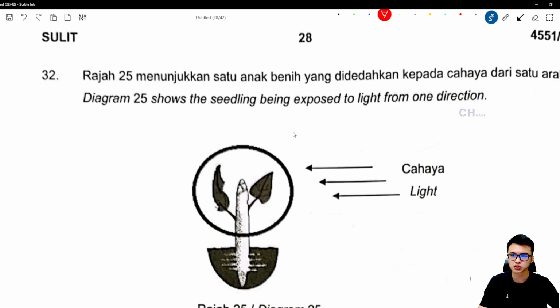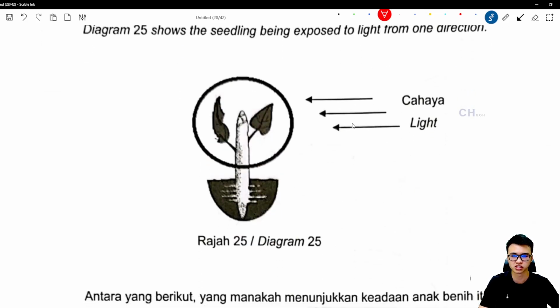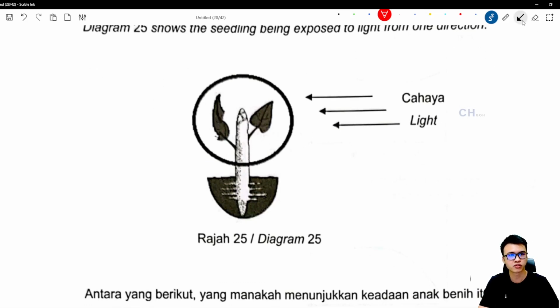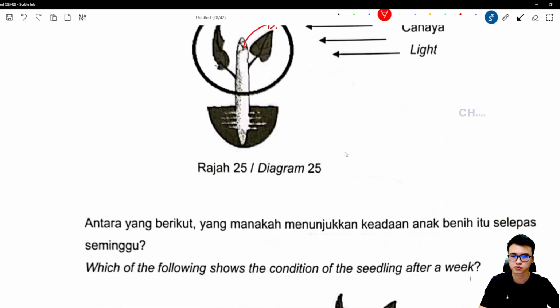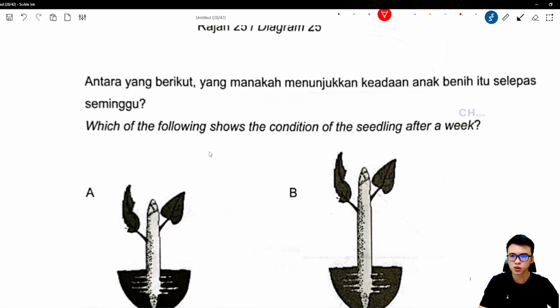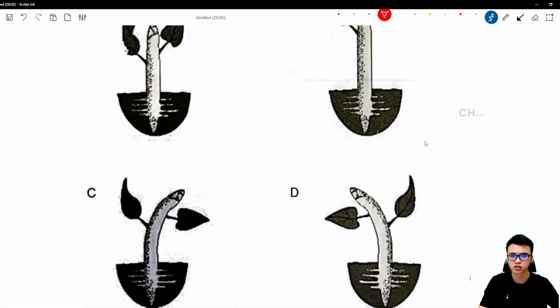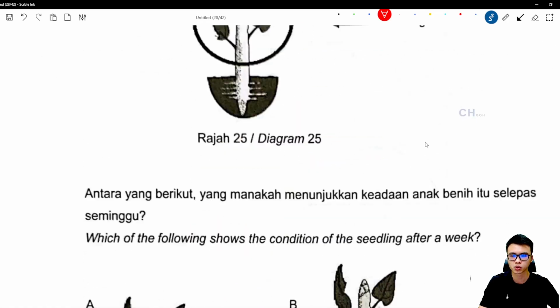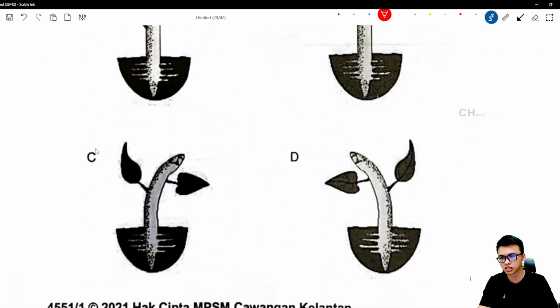Okay, next question. Question 32. Diagram 25 shows a seedling exposed to the light from one direction. When the light is coming from this direction, of course the stem wants to grow in this direction so that it can get more sunlight. Which of the following shows the condition of a seedling after a week? After a week, it will grow towards the sunlight. So the answer will be C.